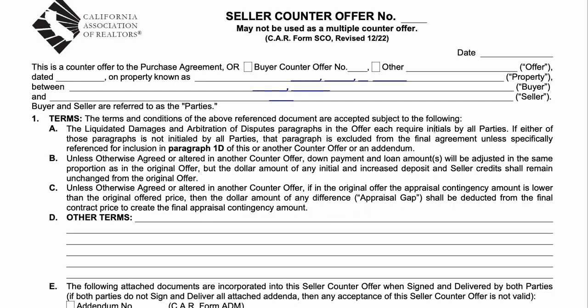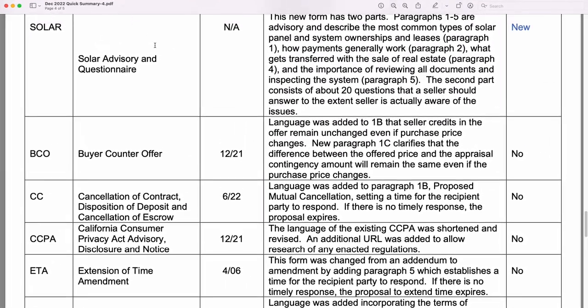Okay, why are they doing this to us? Why? Okay, well, there's an explanation they give us. They say that it clarifies the difference between the offered price and the appraisal contingency will remain the same even if the purchase price changes. Now, let me just say that, so this is their explanation. It's a summary about changes that are made on CAR forms.